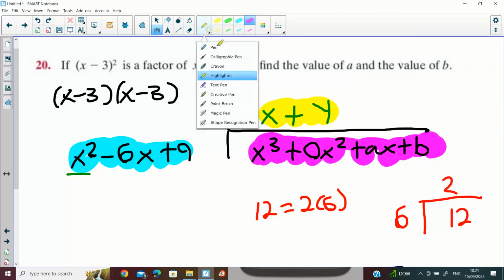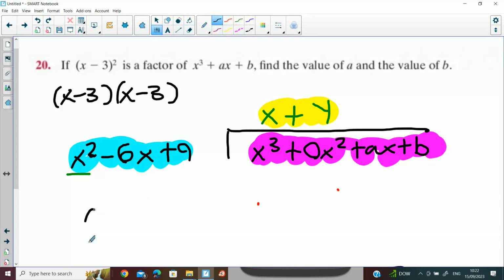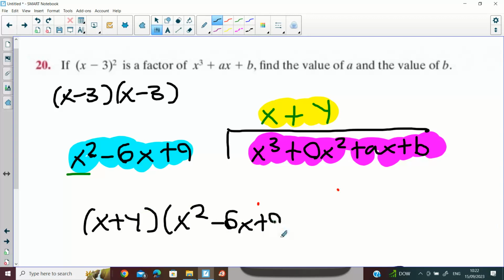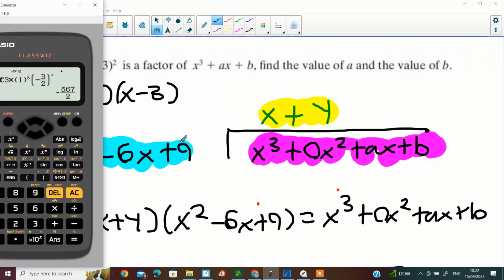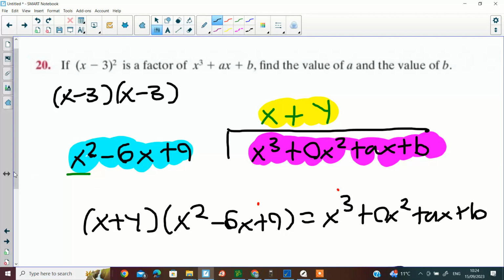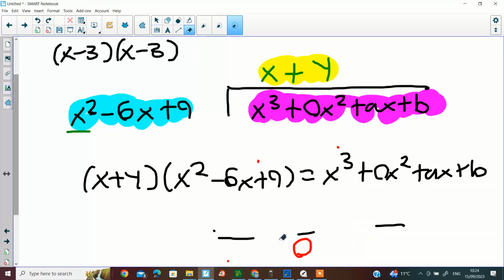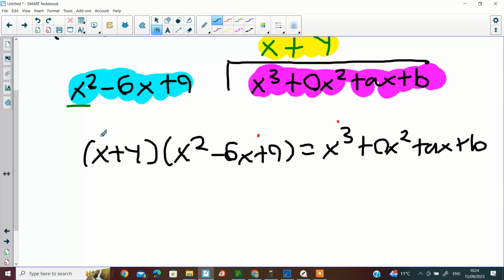So here's what I'd like you guys to do, and I think you're well capable of doing it. You guys in class now are going to multiply x plus y by x squared minus 6x plus 9, and it's going to be equal to x cubed plus 0x squared plus ax plus b. We're going to multiply that out now and see what you get. It's basically an identity question, isn't it? And I think we remember what those two answers were, 54 and 27 or something like that. So let's multiply it out.